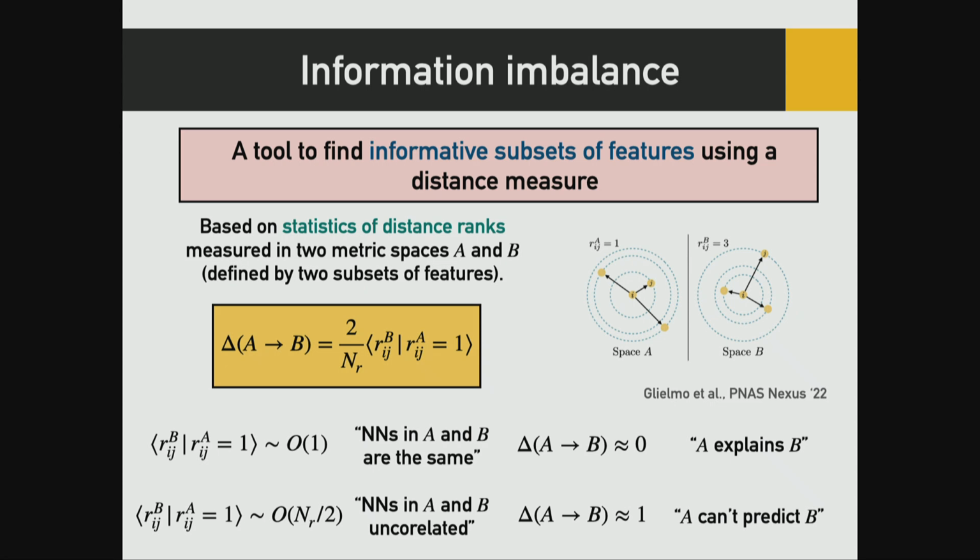On the other extreme, if the two spaces are completely uncorrelated, meaning that the nearest neighbors in A have nothing to do with the nearest neighbors in B, then one can also easily compute that conditional expectation value and show that it will actually be equal to N_R over 2, and therefore, with this definition, delta is equal to 1. So this quantity goes from 0 to 1, and the closer it is to 0, the better space A explains the structure of space B.